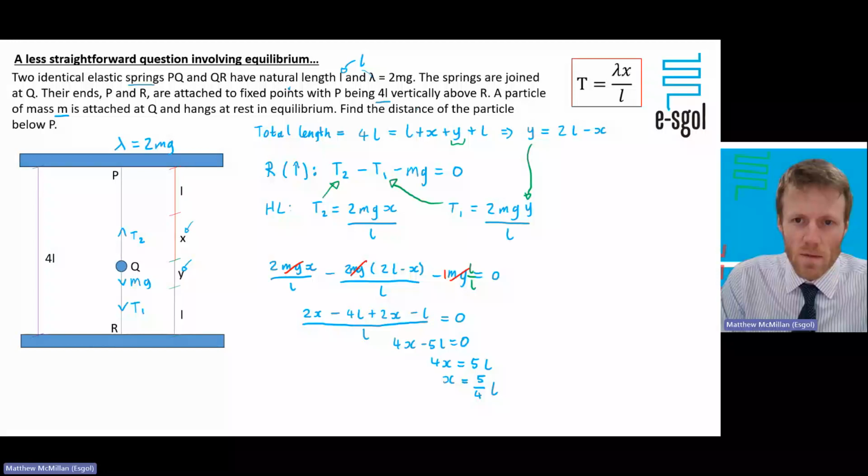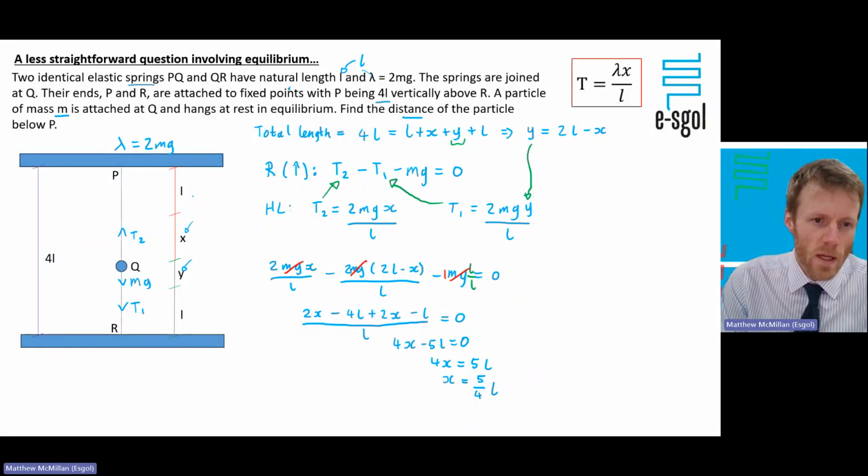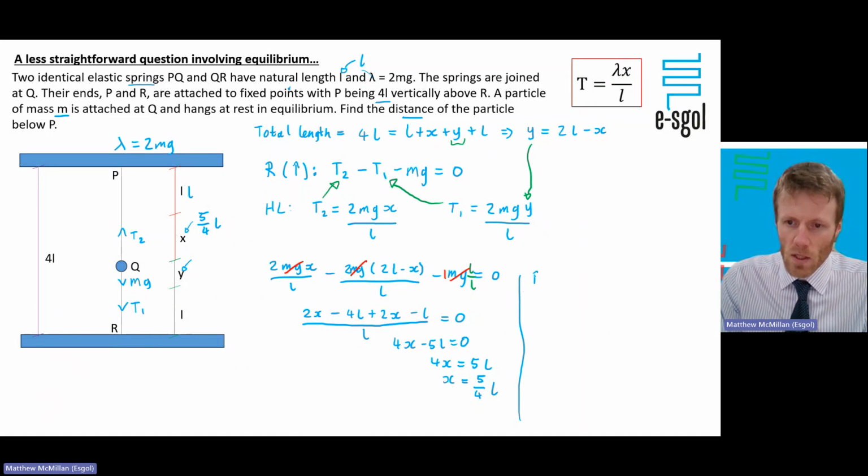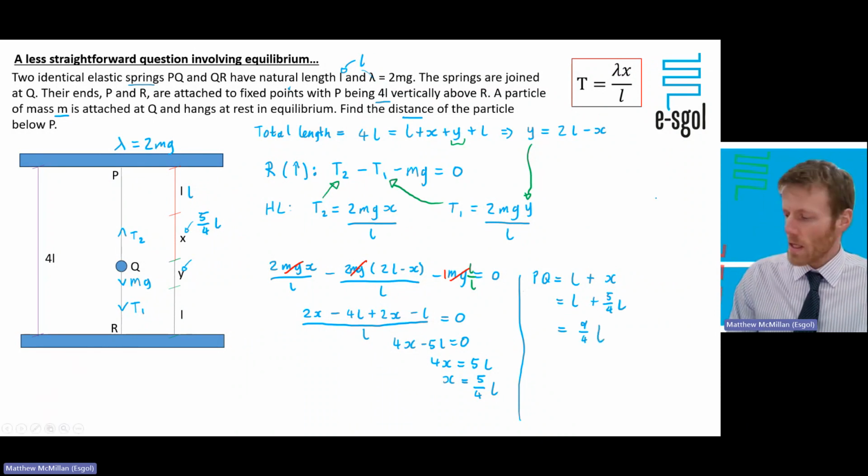I think I'm nearly there. It says find the distance of the particle below P. So at the moment, I found that x is 5 over 4L. And I've got this L here, so I think I need to find the total distance combined. So P to Q is equal to L plus x. Well, that's L plus 5 over 4L. So that's a total of 9 over 4L. So that's just a slightly harder question involving Hooke's law and a situation in equilibrium.